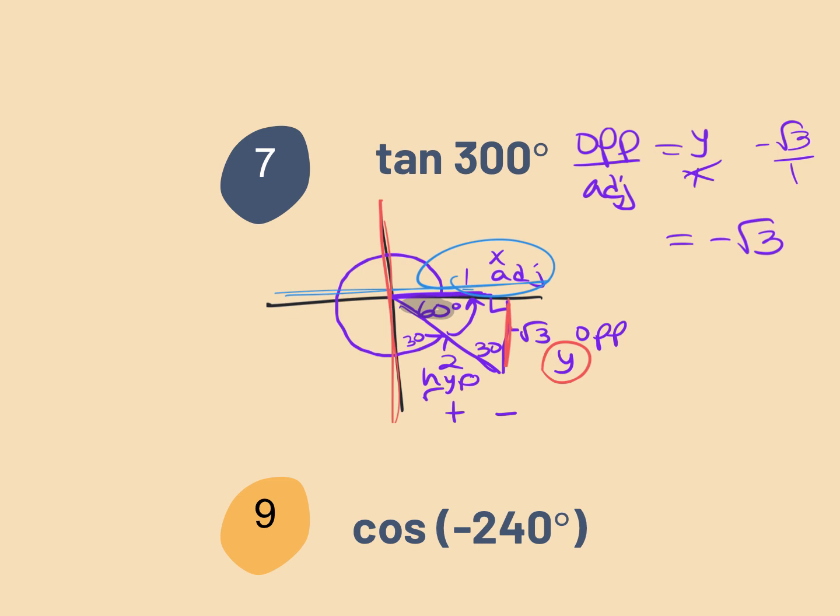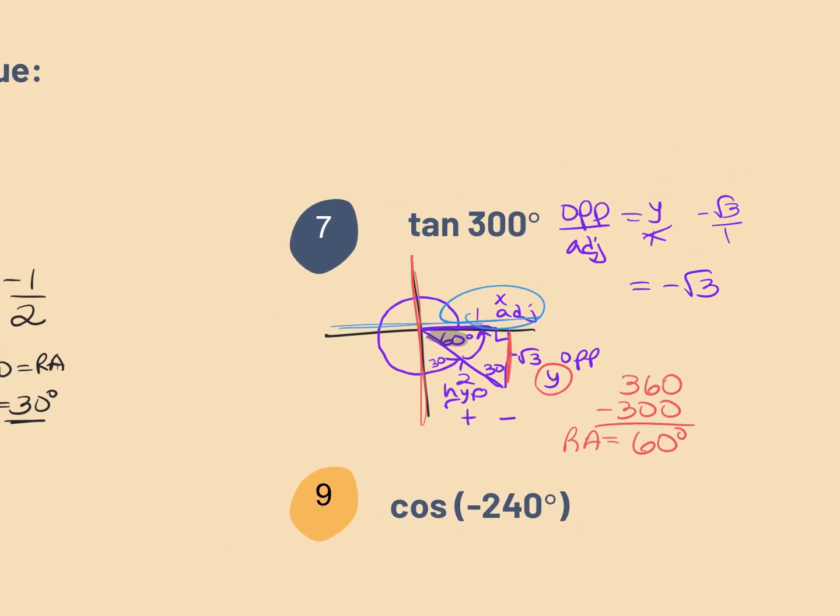So another way to find the reference angle is if you know it's in quadrant 3, the 300-degree angle, you can also do 360 minus the angle, and then you can see your reference angle is going to be 60 degrees.